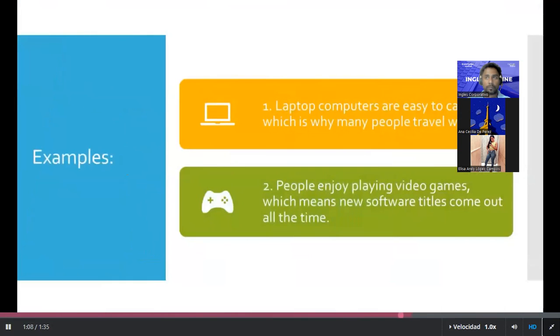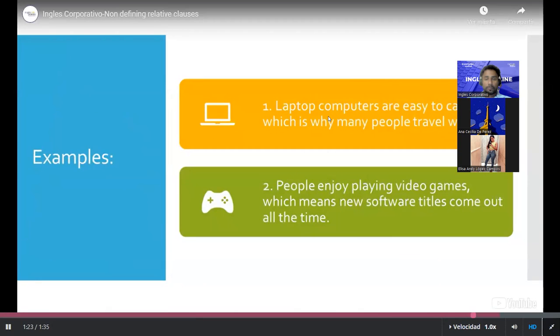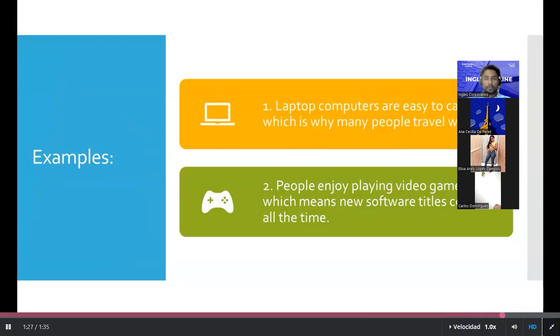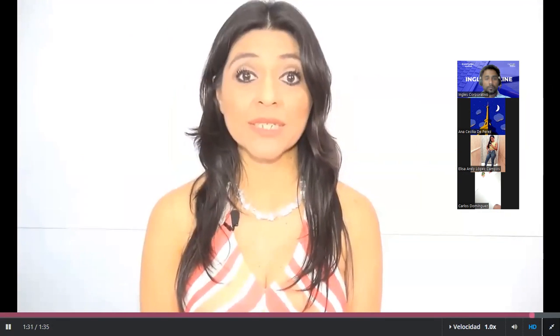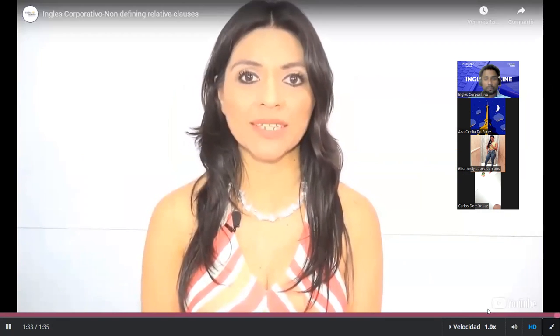For example, laptop computers are easy to carry, which is why many people travel with one. People enjoy playing video games, which means new software titles come out all the time. If you notice, these clauses make a comment on the complete sentence as opposed to commenting on just the noun. To finish up, type three sentences using which to make a comment.